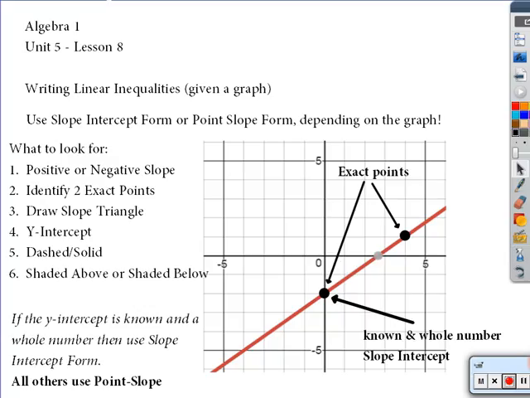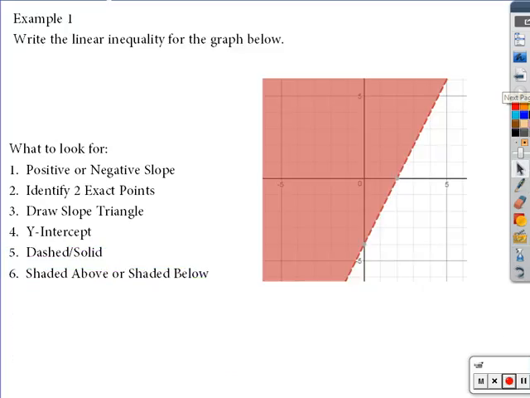Now, because it's an inequality, we add these two options here just to make sure that we're looking for all the right things, okay? And those options are, is it dashed or solid? And then is it shaded above or below? And that's going to help us determine if it's a greater than or a less than. All right, so let's take a look at an example here. Write the linear inequality for the graph below.